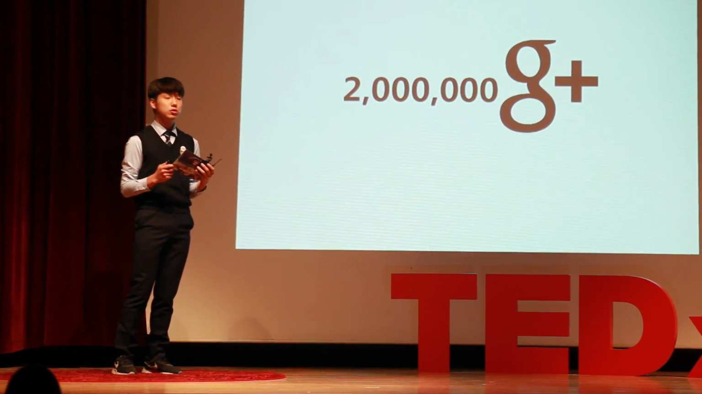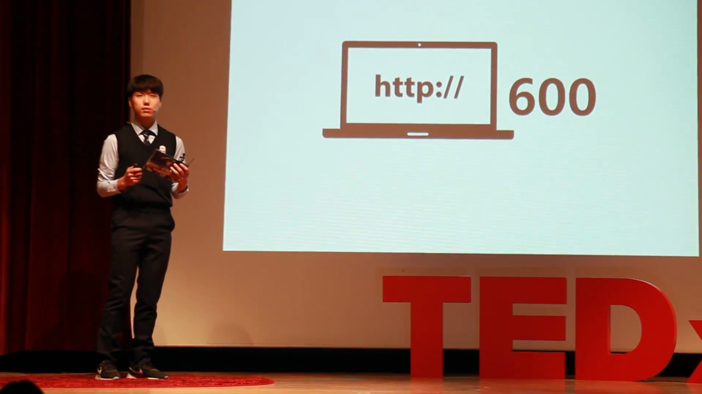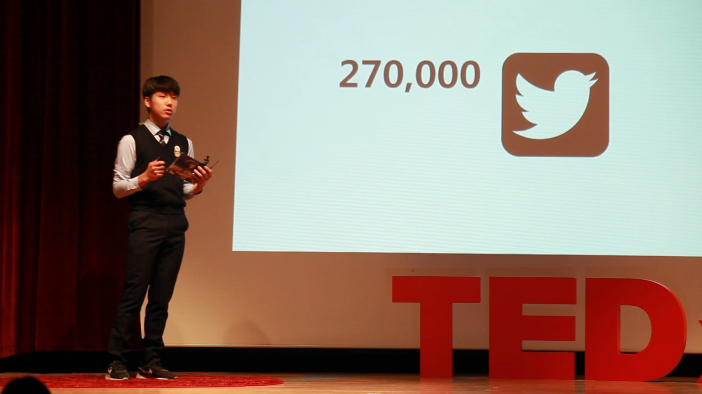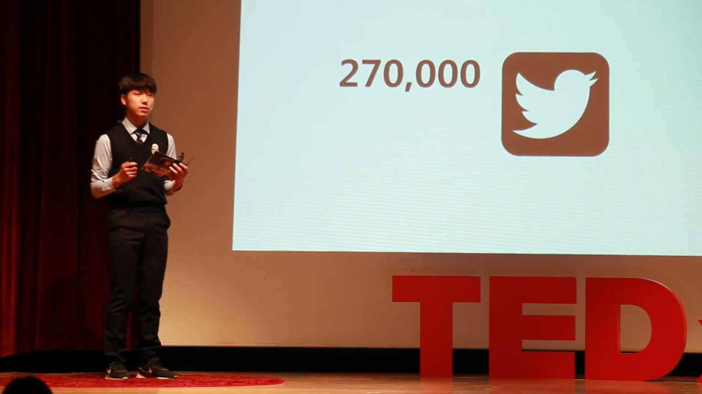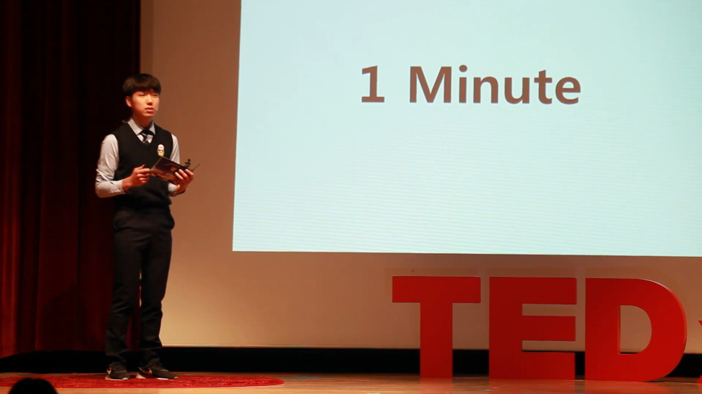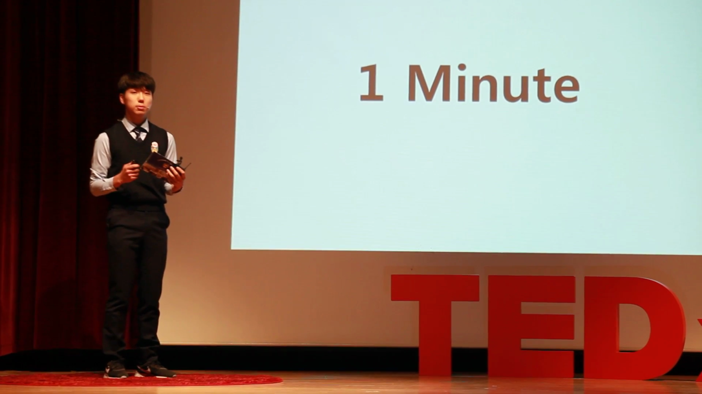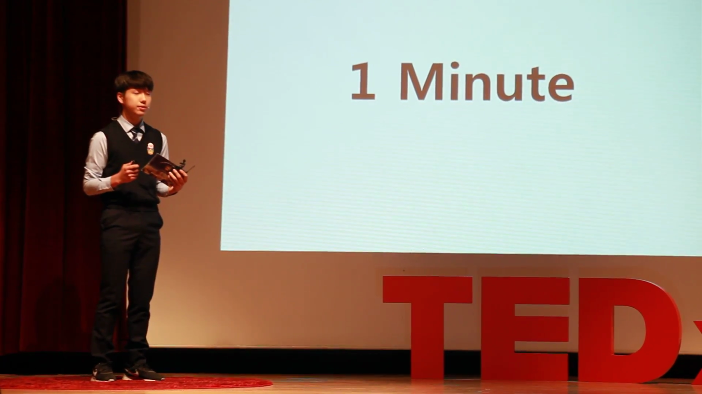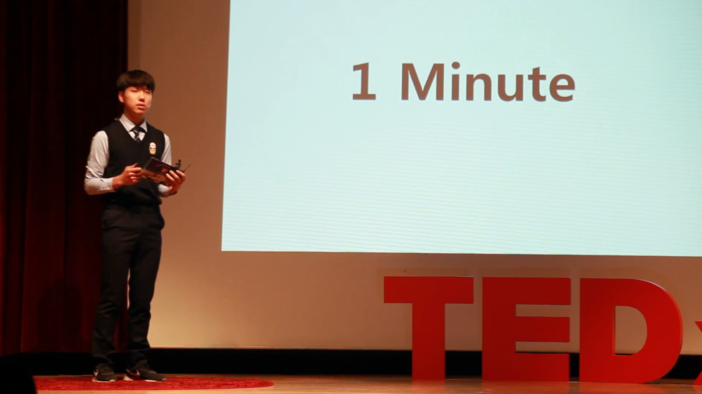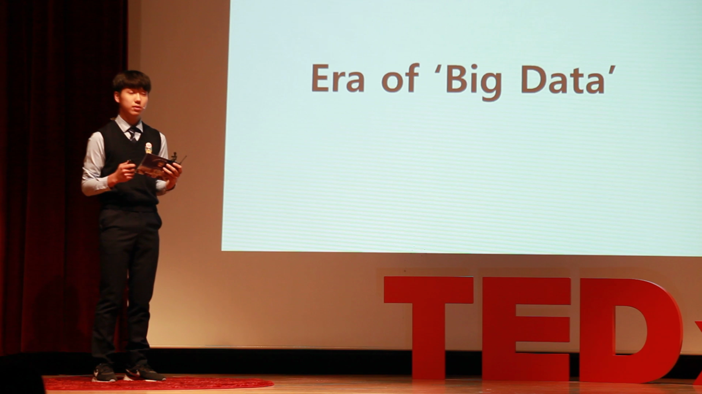2 million Google searches, creation of 600 new websites, 270,000 tweets happen all in 1 minute. The total amount of information on the internet doubles every 1 to 2 years. We are living in the sea of information. People call it the era of big data.